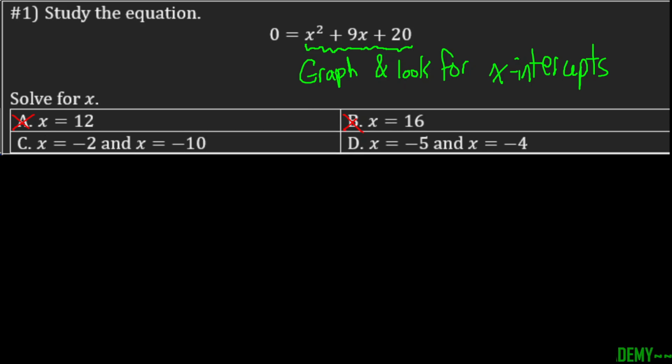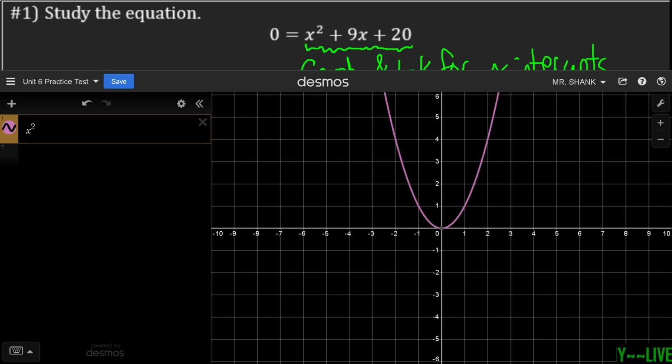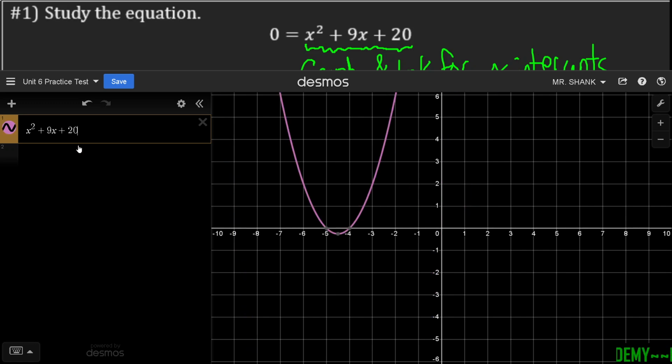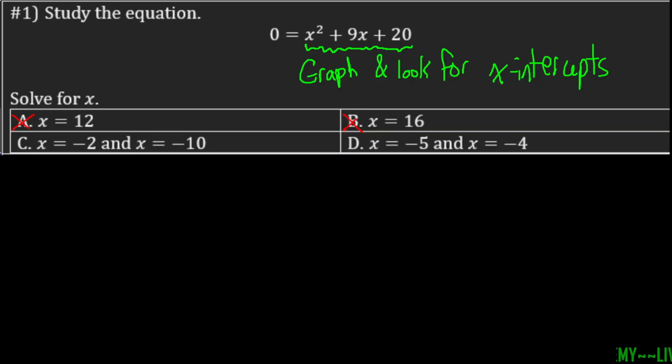So let me pull up Desmos real quick. I'm going to graph out that right side of my equation. So I'm going to say x squared plus 9x plus 20. And we look for, again, where it hits the x-axis, meaning where y equals 0. On the 2 points that I click on, notice how my y value is 0 for those 2 points. And I can pick my 2 x values. So x equals -5 and x equals -4, to be able to graph that out and select your answer.